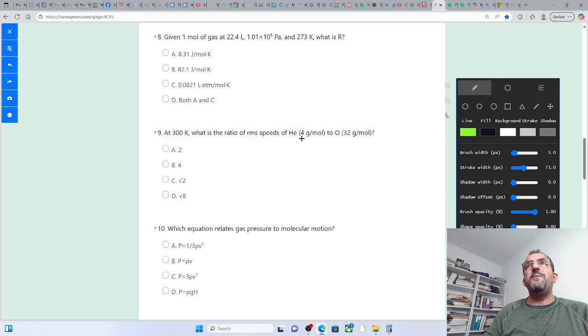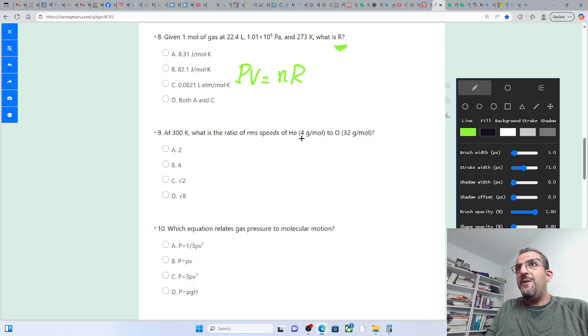So for problem number 8, 1 mole of gas at 22.4 liter has 1.01 times 10 to the power 5 Pascal and 273 Kelvin. So what is R? R here is the gas constant. Simply here you need to use the equation of the ideal gas to figure out the gas constant. So we are using PV equals nRT.